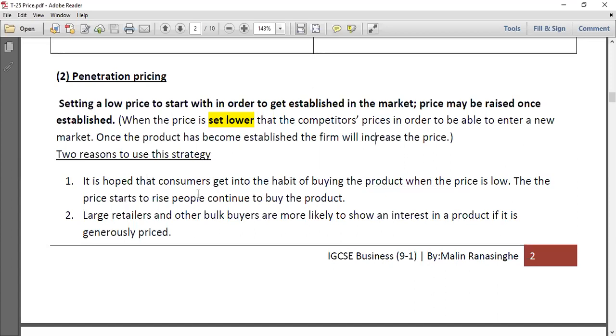It is hoped that consumers get into the habit of buying the product when the price is low. So when the price starts to rise, people continue to buy the product. Moreover, large retailers and other bulk buyers are more likely to show an interest if a product is generously priced. Generous pricing means low price. Sometimes large retailers, supermarkets for example, and wholesalers even want to buy from you because they know there's a nice profit margin since it's generously priced.